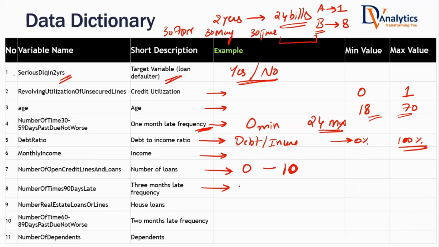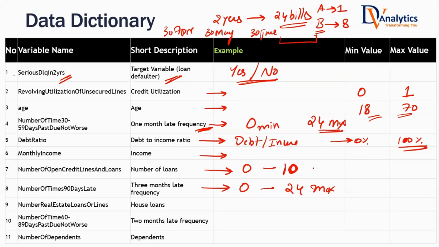What's the minimum value that it can take? 0. How many bills got generated? 24. Every bill you paid 3 months late. Then how much will be the maximum? 24 will be maximum. It will not be 8. It has to be 24.